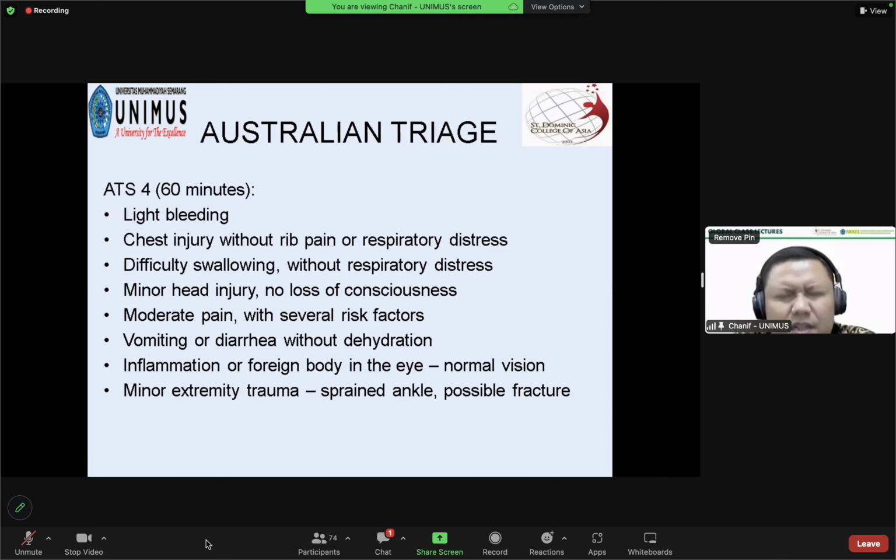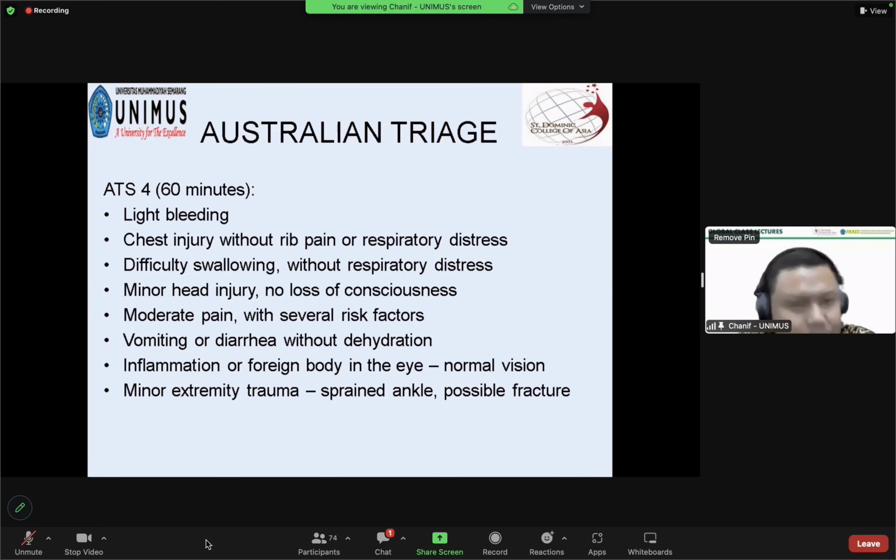And then for ATS level 4, the waiting time is up to 60 minutes. Between Australia and Canada, it is almost similar. The difference is in level 2: for the Canadian triage model, the waiting time for level 2 is up to 15 minutes, while for Australia it is 10 minutes.